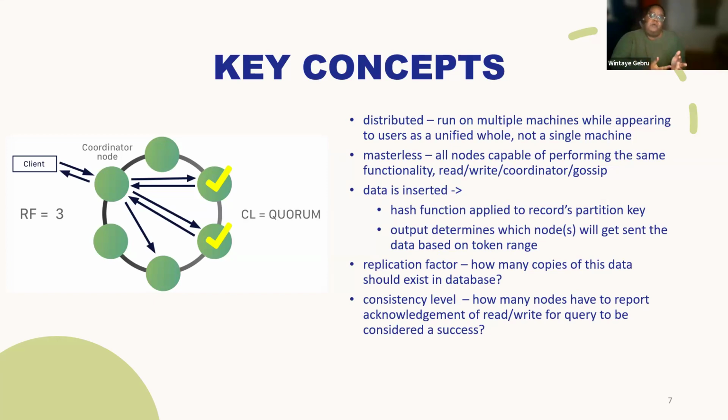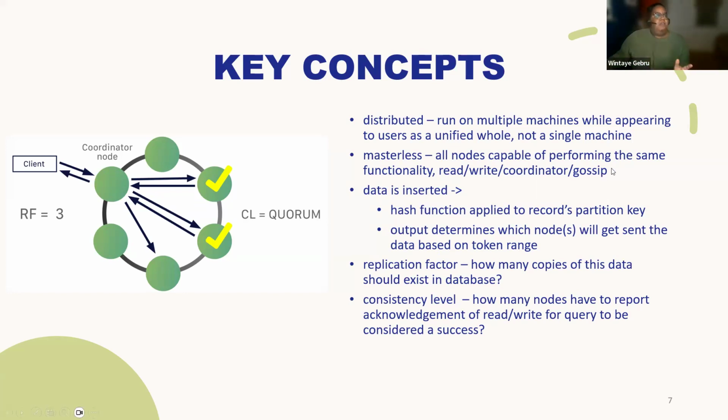So 1 would be super quick, but maybe you're not super confident in that information. 2, in this case, quorum is like 51%. So if your replication factor is 3, then a quorum would be 2. If your replication factor was 5, it would be 3. But here you can say, I want to be more sure that this information is correct. So wait until you hear back from at least 2 of these nodes that this is the information I'm looking for.